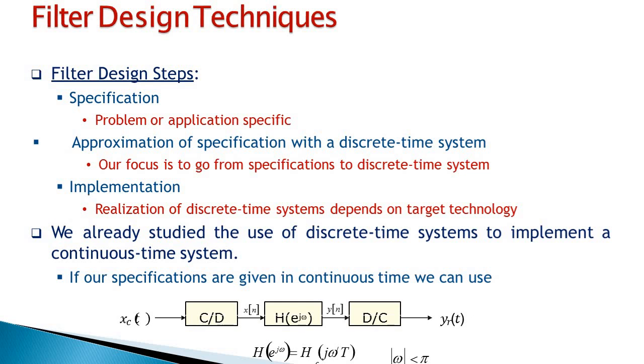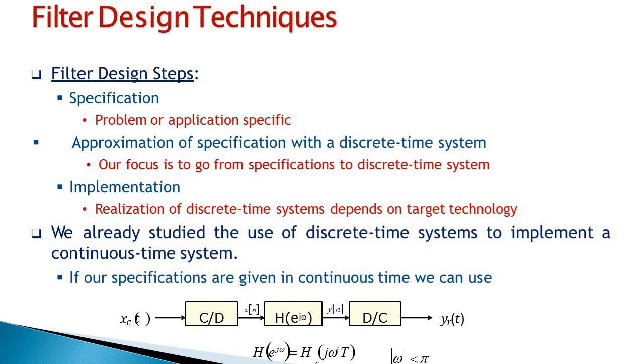See how the filter design steps are given in this particular PPT. We should know the problem specification, then approximation of the specification with a discrete time system. That means whether we have to use the approximation of derivative, impulse invariance method, or bilinear transformation method. Then implementation, that is realization, where we can use different forms: direct 1, direct 2, cascade, parallel form.